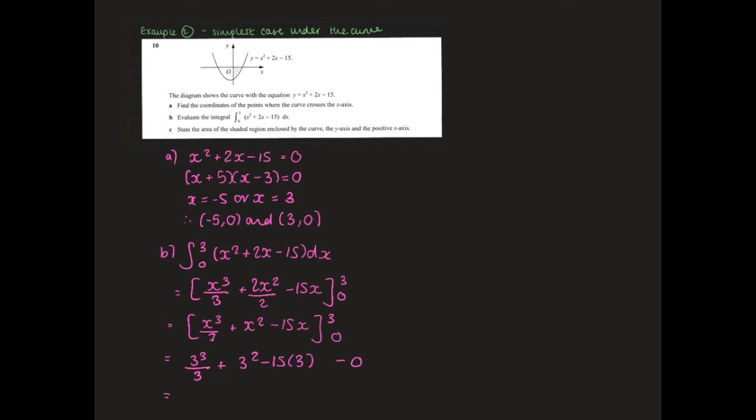Then stick that in my calculator. End up with minus 27. Part C, state the area of the shaded region enclosed by the curve, the y-axis and the positive x-axis.